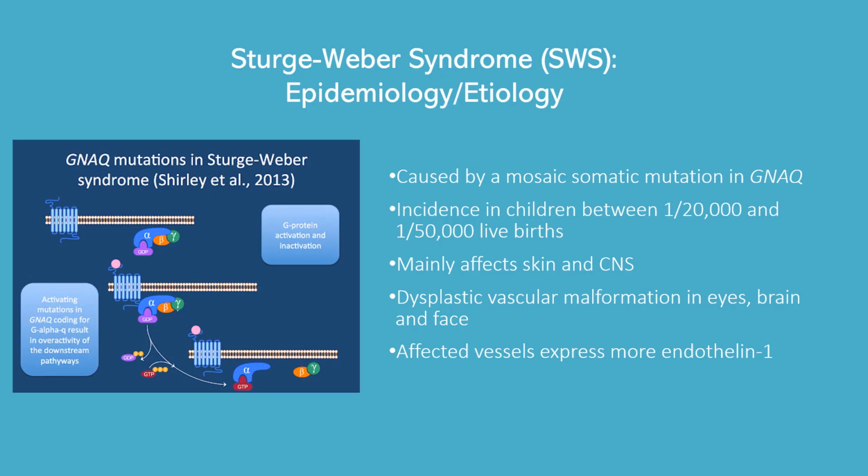Moving on to Sturge-Weber syndrome, very different, right? It is caused by a mosaic somatic mutation in GNAQ, which we can see right here. And a mosaic somatic mutation is a DNA mutation that occurs post-fertilization, meaning there is a mix of cells that can have or not have the mutation present. It mainly affects the skin and CNS and is caused mostly by dysplastic vascular malformation in the eyes, brain, and face. And the affected vessels express more endothelin-1, which is a vasoconstrictive peptide, which can lead to chronic ischemia, which exacerbates seizure development and other neurological symptoms present in this disorder.